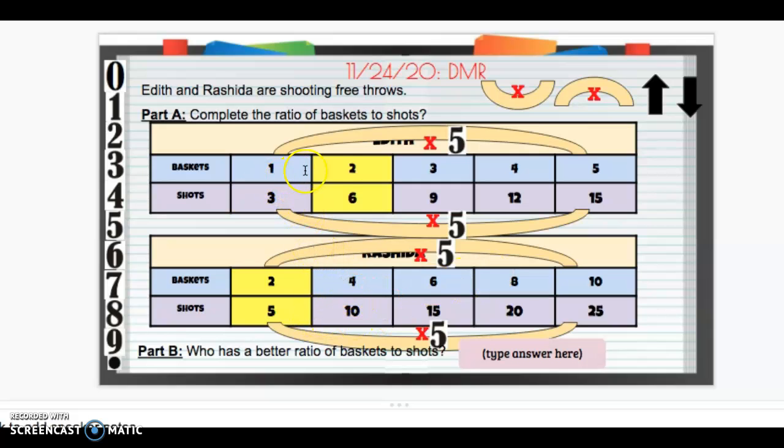So if you take 6 shots, and you only made 2 of those for Edith, and then Rashida did 5 shots, and she made 2 baskets, Rashida took fewer shots and made the same amount. So Rashida had the better ratio.